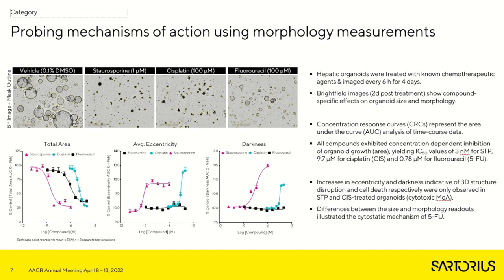5-FU in black, while more potent at inhibiting organoid growth, can be described as cytostatic, since having little or no effect on organoid morphology or inducing cell death as reported via the eccentricity and darkness metrics respectively. In combination, these three label-free metrics can be effectively used to probe and classify compound mechanisms of action.